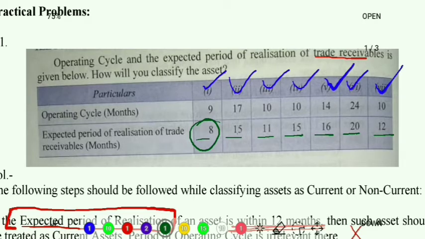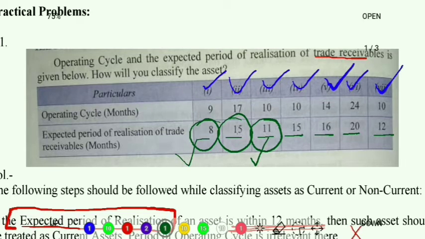Clear? For asset number 2, the expected period of realization is 15. Is it less than 12? No. So we are not going to consider this for step 1. We will check again in step number 2. Asset 1 qualified in step 1, so I am going to put a tick over here. Asset 2 does not qualify, so I am not going to put any tick. Let's come to asset 3. Asset 3 has expected period of realization as 11 months. So 11 is less than 12, so this is also qualified in step 1.